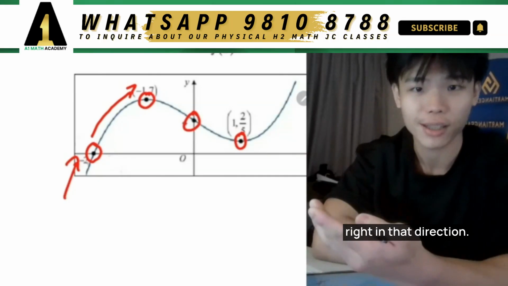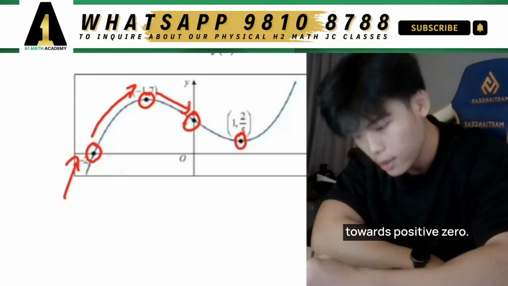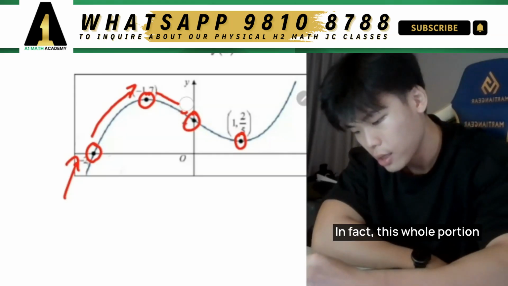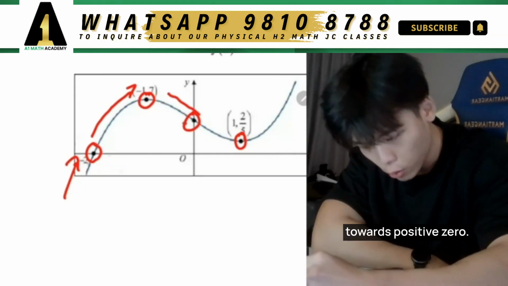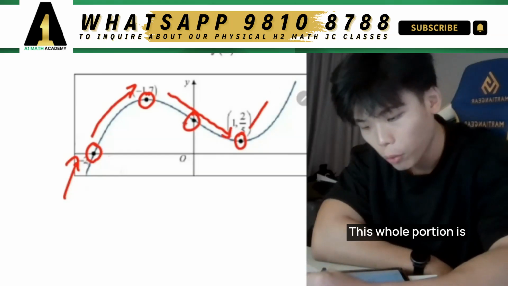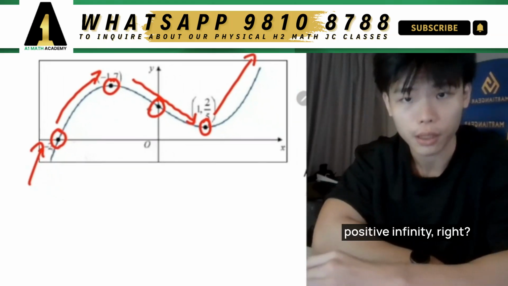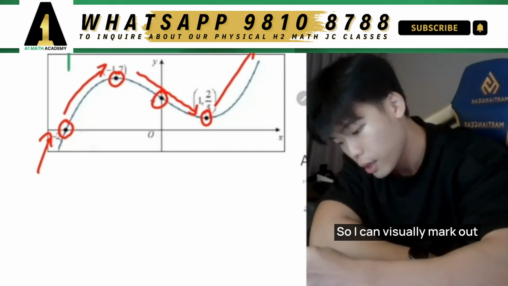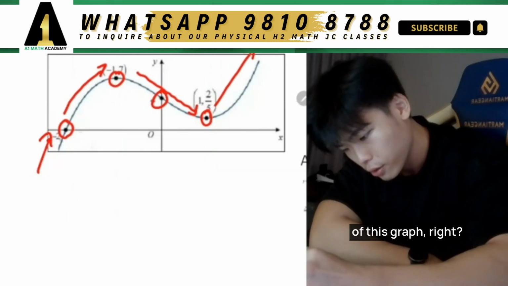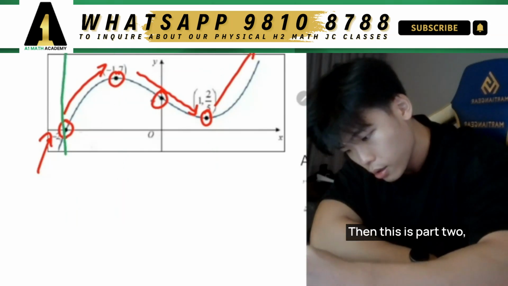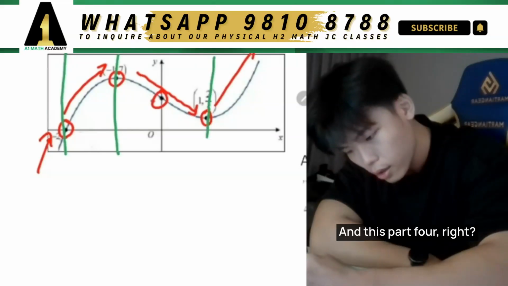In that direction. This one is going downwards towards positive 0. In fact, this whole portion of the graph is going towards positive 0. And then this whole portion is actually going towards positive infinity, right? So I can visually mark out the 4 main portions of this graph, right? So this is part 1, then this is part 2, this is part 3, and this is part 4, right?